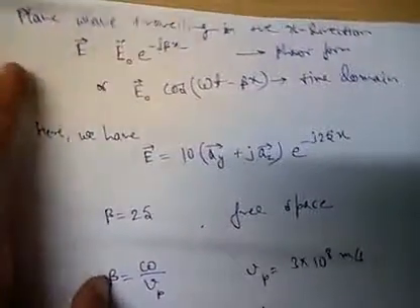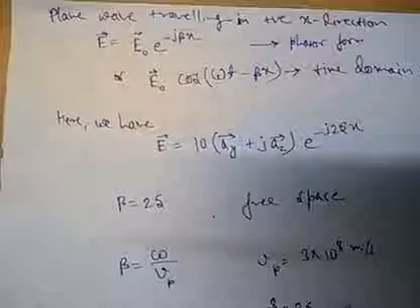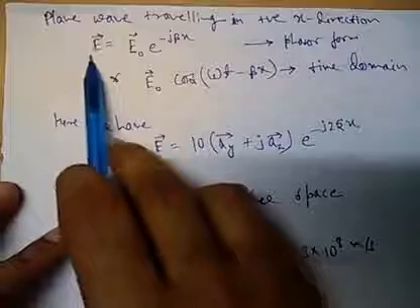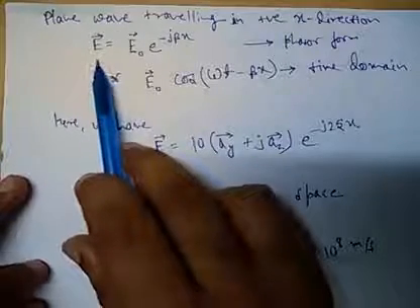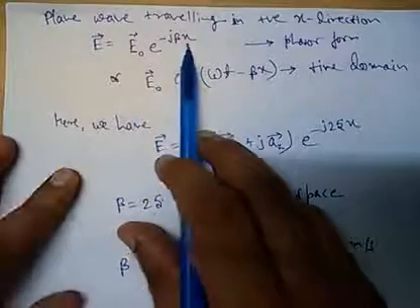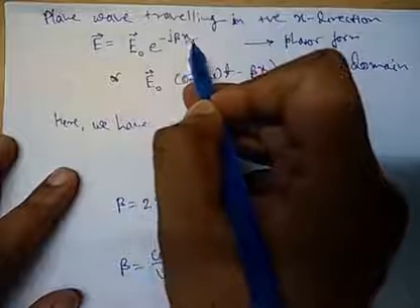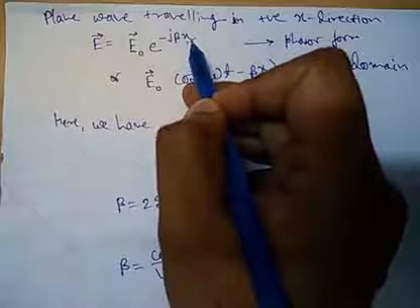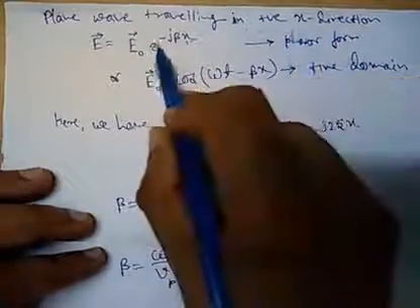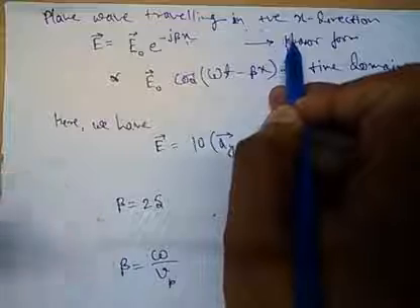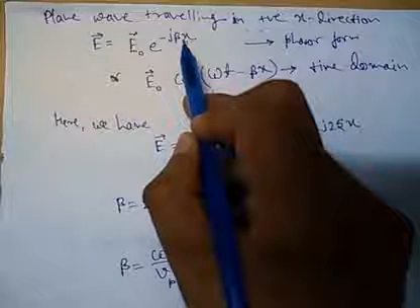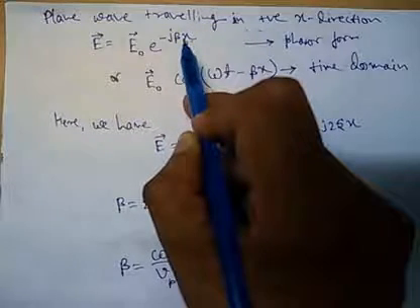So for a plane wave traveling in positive x direction, the generalized form of the equation in phasor form is written as vector E naught, of course this part is a vector as well, exponential minus j beta x. From here we can decide that if here it is x, then the direction of the wave is in positive x direction. If here it will be z, it will be in positive z direction. If here it will be plus j beta x, then the direction will be in negative x direction.